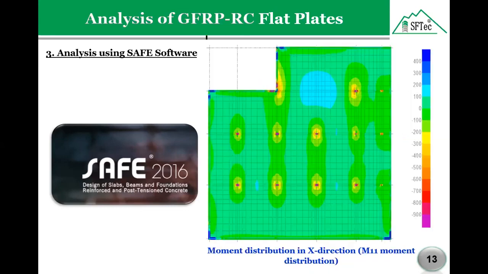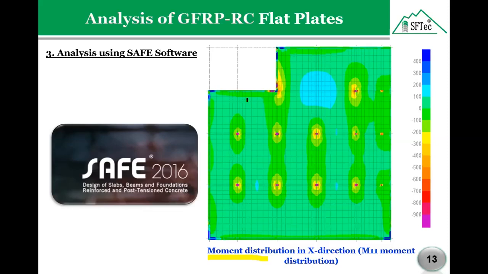So after getting to the analysis step using the CSI SAFE software, we have our slabs, and we can get from the program the moment distribution in X direction. And actually you will see in the program M11. So M11 here means the moment distribution in the X direction. As we see here, we have some colors, and these colors give us the value of the bending moment distribution in our flooring slabs.